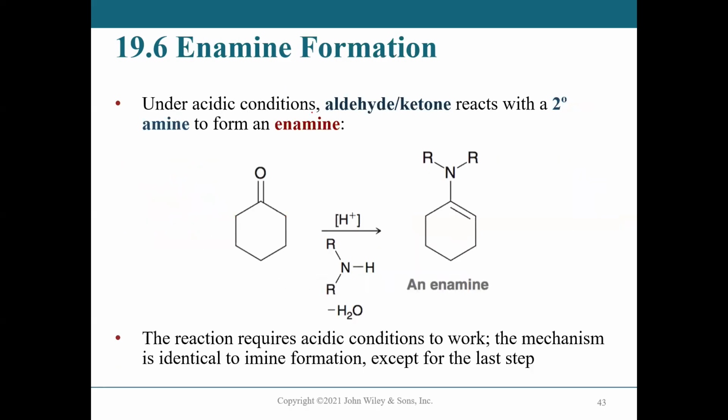So under acidic conditions, aldehydes and ketones react with a secondary amine. We have a secondary amine because it's bonded to 2 carbon groups right here, 1, 2. It reacts with a secondary amine to form an enamine. So here's your enamine right here. The reaction requires acidic conditions to work. The mechanism is identical to the imine formation except for the last step.